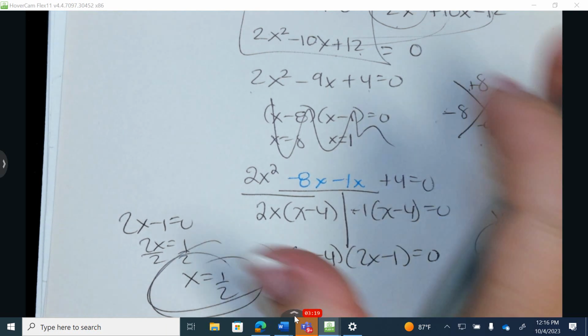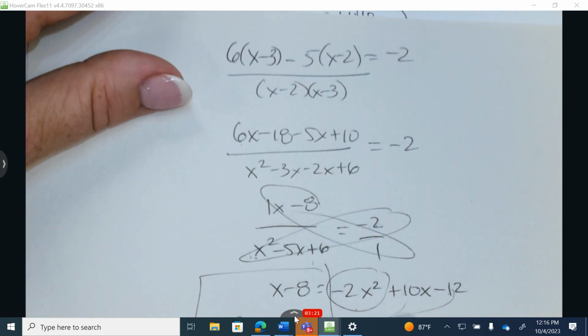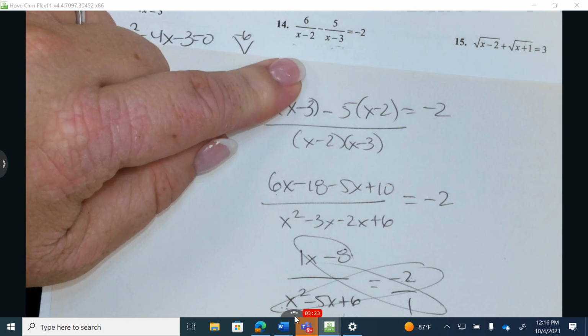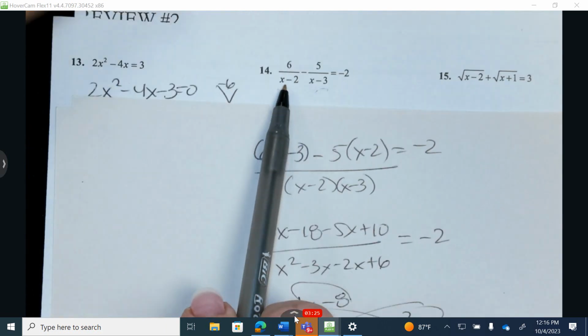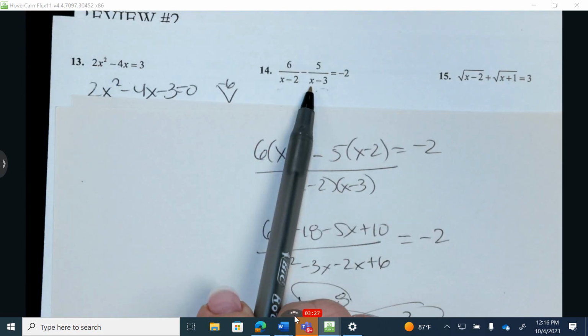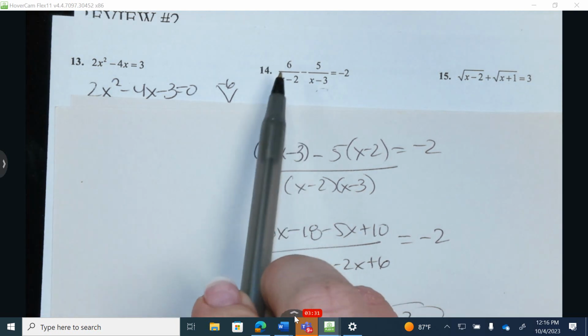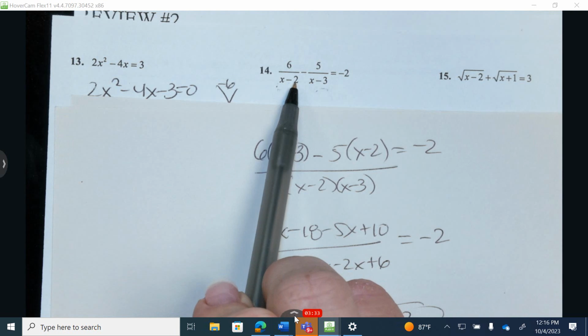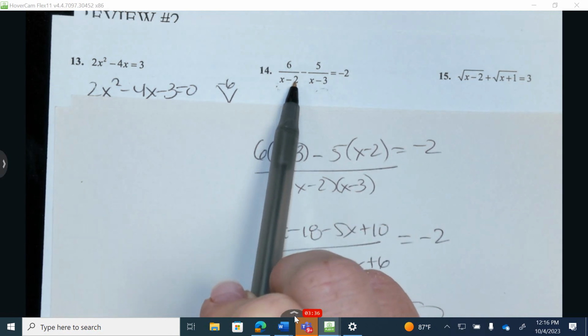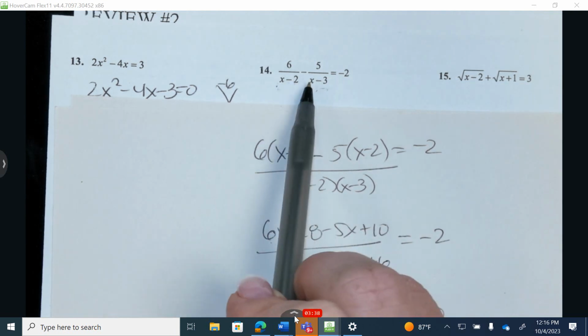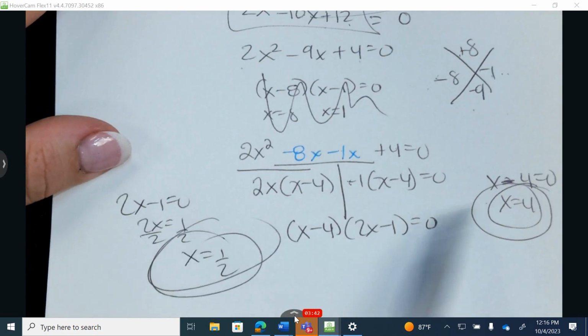Do they work? Well, let's check. This was the problem. Let's start with 4. If I plug in 4 into the denominator, it's not 0. So 4 is one of the solutions. If I plug in 1/2, 1/2 minus 2, you don't have to actually evaluate the problem. You just have to ensure it's not 0. And 1/2 minus 3 also is not 0. So here are my 2 viable answers.